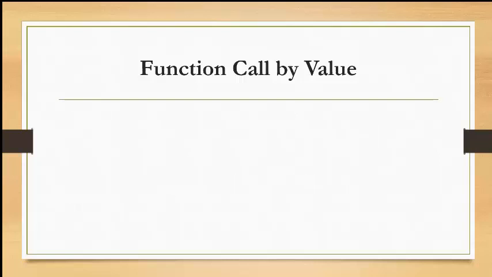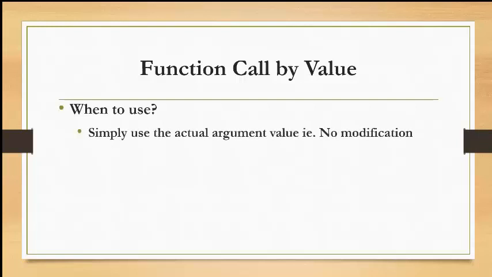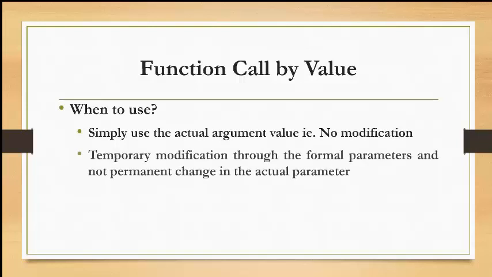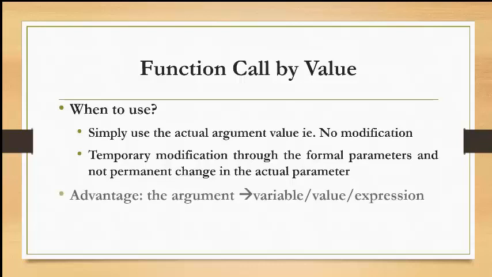So next we are going to see when we are supposed to make use of the function call by value. Whenever you are not going to modify your actual argument, then you can go for the function call by value. If there is going to be any temporary modification through the formal parameter, or no permanent change is going to happen in your actual parameter, then you can go for the function call by value. So what are the advantages of going for the function call by value?